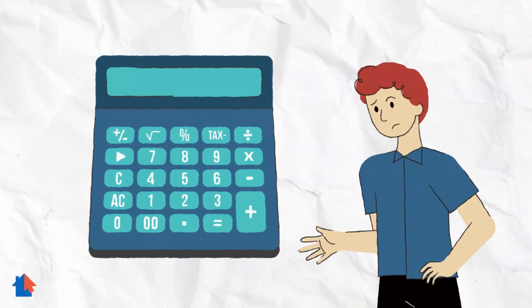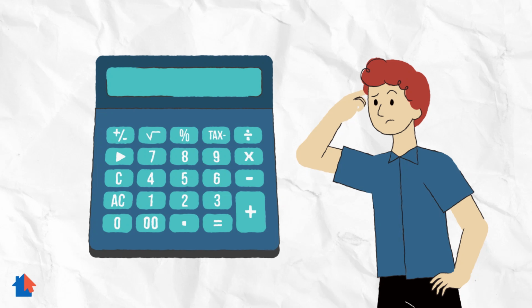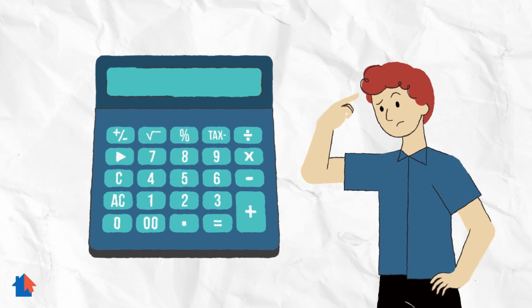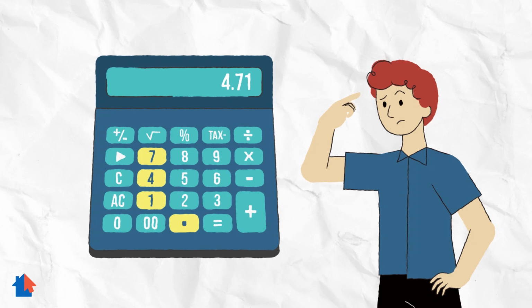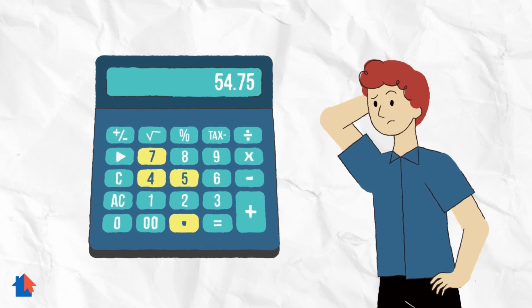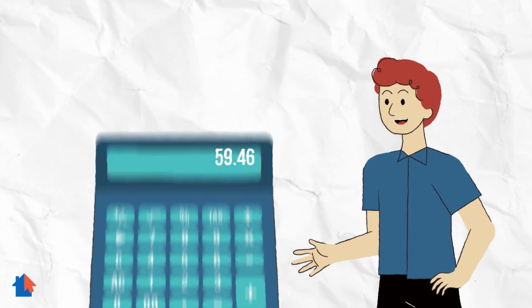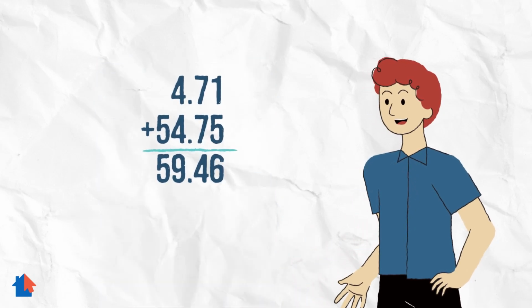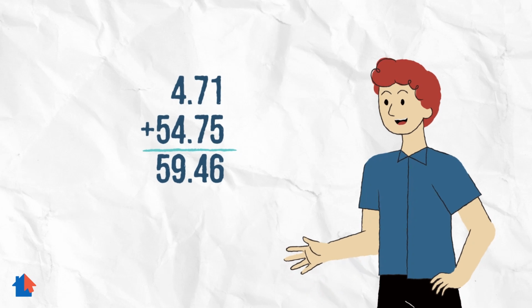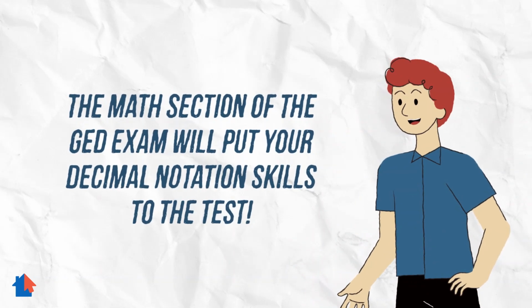Explanation and answer. Be sure to type the values into your calculator correctly, especially the decimal point. You do not need to type in the dollar sign. 4.71 plus 54.75 equals 59.46. If you are not using a calculator, be sure to line up the decimals and the place values before you begin to add. The math section of the GED exam will put your decimal notation skills to the test. Happy studying!